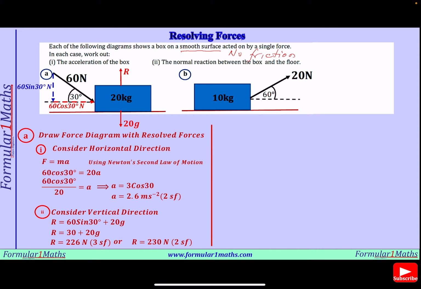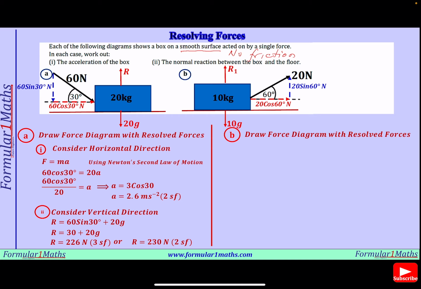For B, we do the same thing. Draw the force diagram. We've got 10 G acting downwards. Normal reaction R1 is acting upward. Then we resolve the 20 Newton force into its 2 components. Again, because there's no friction acting, the only force that is producing a motion is a 20 cos 60 Newton force.